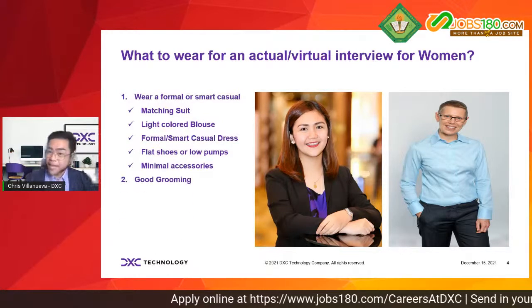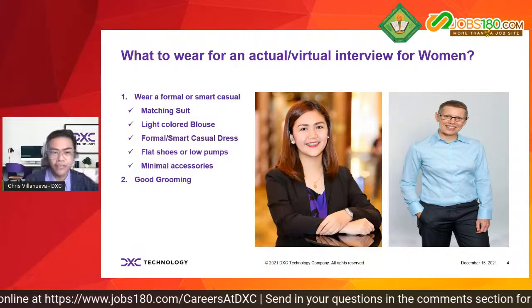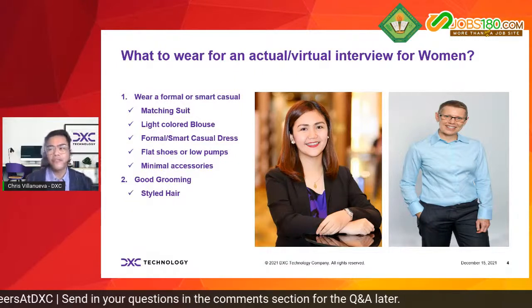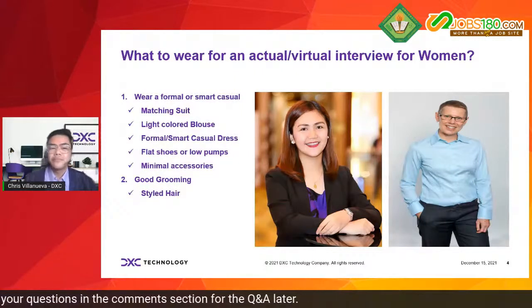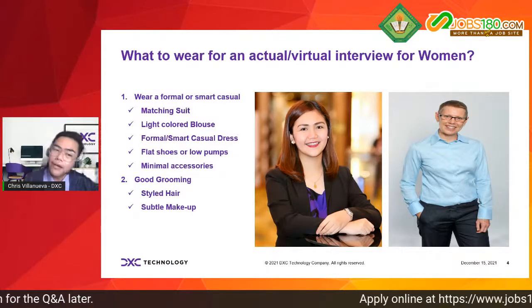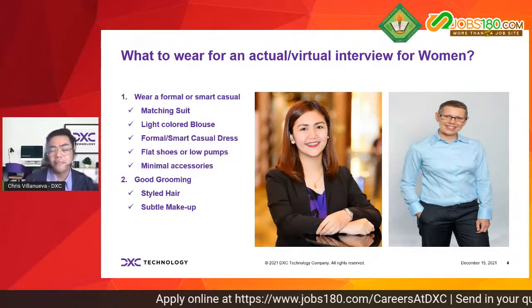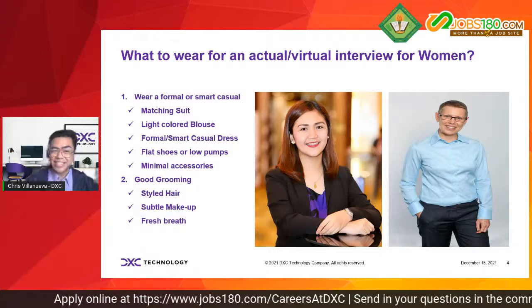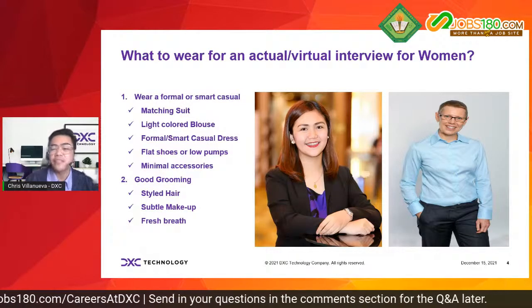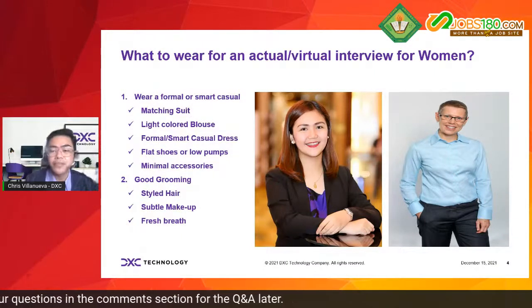So just like men, of course, we also have good grooming that is mandatory or at least needed. Again, styled hair. As you can see in the photo, at the left corner, she properly styled her hair. Then subtle makeup or natural looking makeup. Don't go over it on the makeup. Again, since you'll be talking to an interviewer or to the hiring manager, let's have fresh breath and, of course, good smell. Let's avoid too strong perfumes.